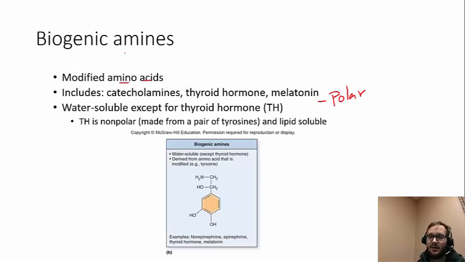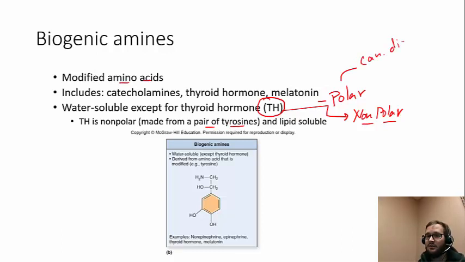There is one exception for biogenic amines, and that's thyroid hormone. And so this one is actually non-polar. The reason why it's non-polar is because it is symmetrical. It's made of a pair of tyrosines, and so whenever it's symmetrical, the charges are distributed evenly, and it's not polar. But most biogenic amines are polar, meaning that they are water soluble, meaning that they can dissolve in water, which is important because our body is mostly made of water.